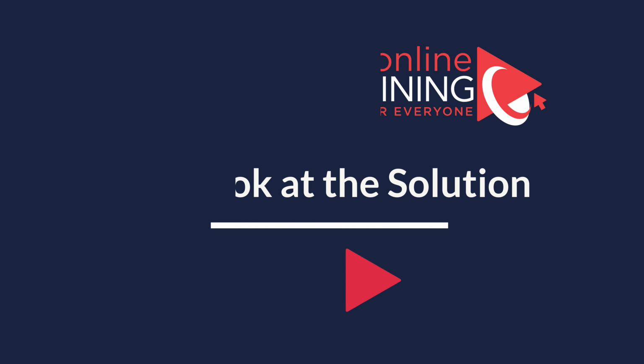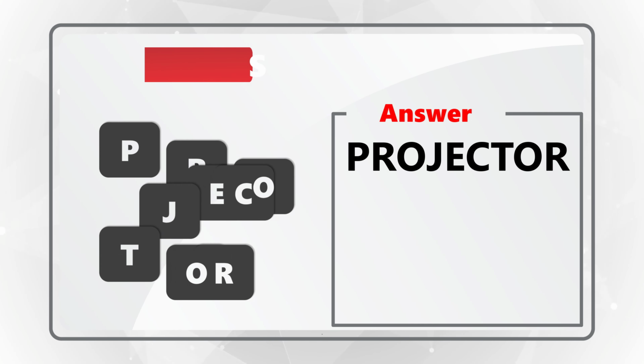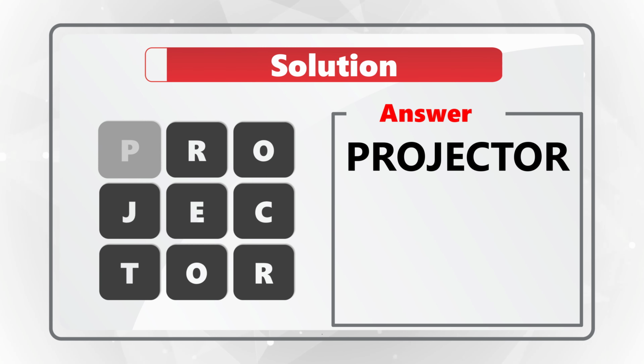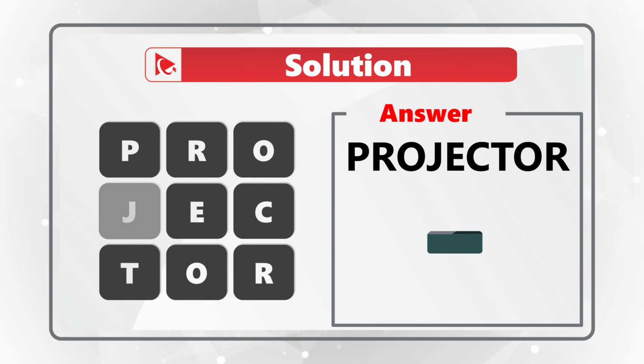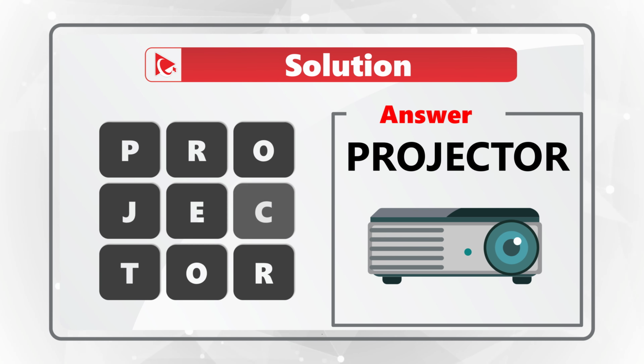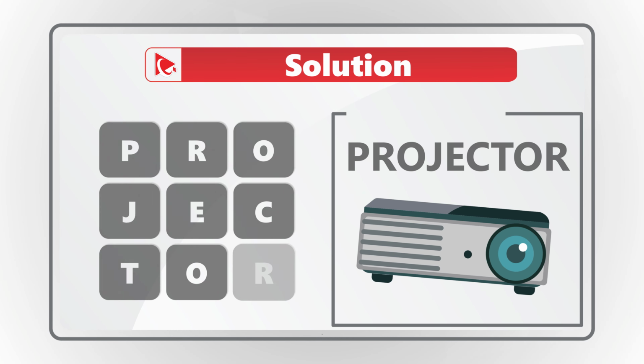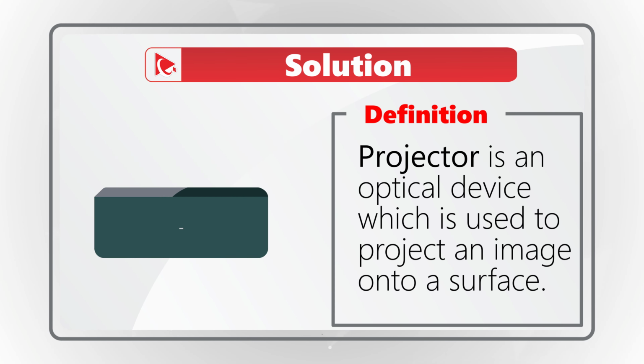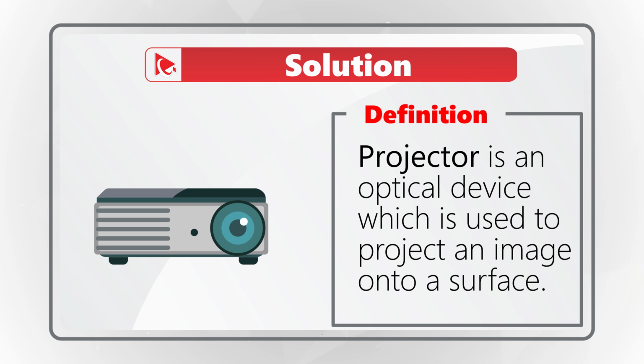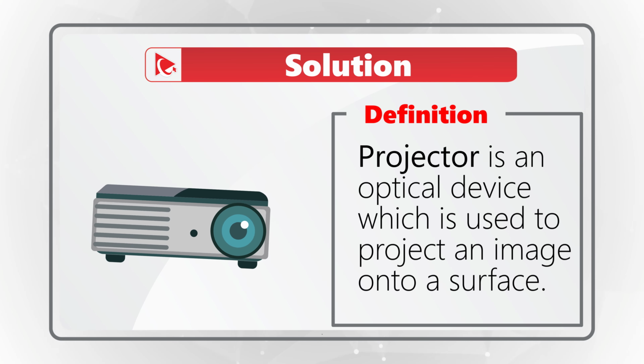I came up with the English word projector. Let me spell it for you. P-R-O-J-E-C-T-O-R. And the definition is: a projector is an optical device which is used to project an image onto a surface.